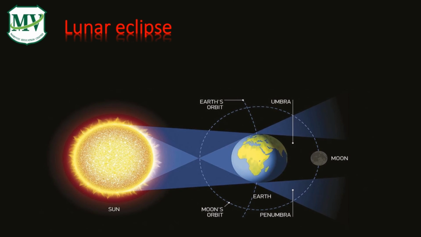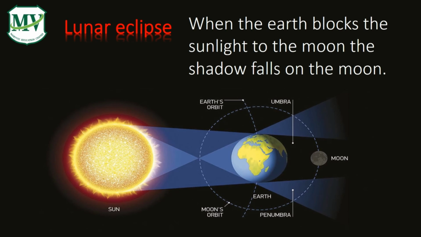Lunar eclipse. What is lunar eclipse? Great! It's when the earth blocks the sunlight to the moon, and the shadow falls on the moon. Lunar eclipse can be seen from the part of the earth that is having nighttime. Lunar eclipse only occurs during a full moon. It usually lasts for a few hours. It is safe to look at lunar eclipse.